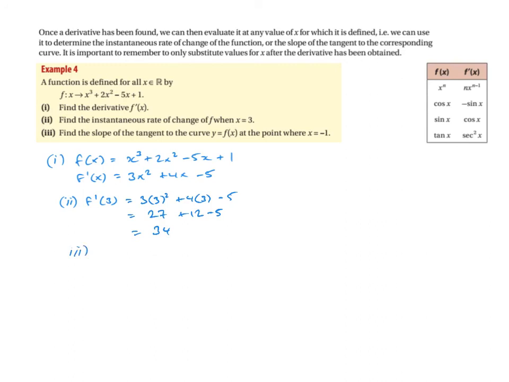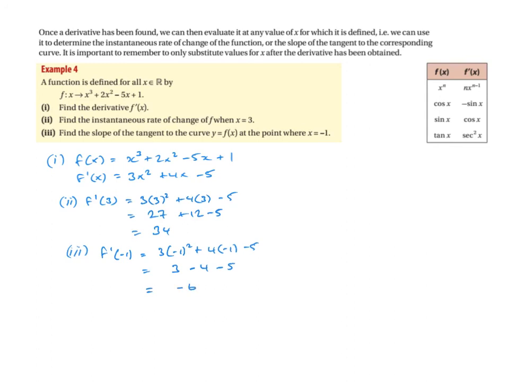Last one. It says x is equal to minus 1, so we're going to do exactly the same thing. So f dash of minus 1. Put minus 1 in this time, we get 3 by minus 1 squared plus 4 by minus 1 minus 5, and that's equal to, minus 1 squared is just 1, so that's 3, minus 4 minus 5, and that's equal to minus 1 minus 5, which is minus 6.